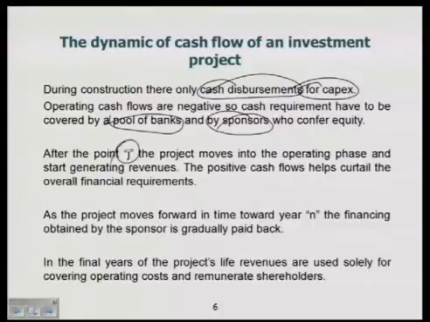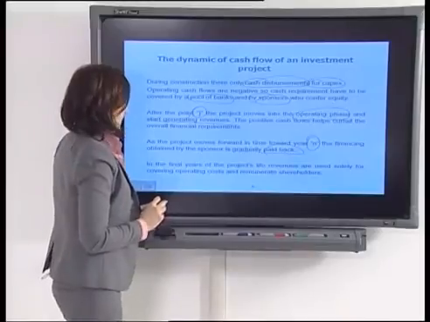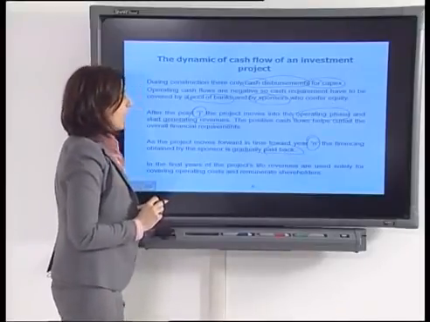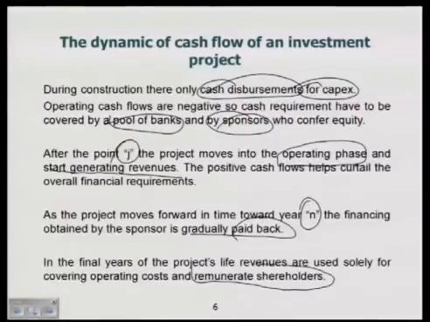After the point J in the graph, the project moves into the operating phase. This is an important moment in the project life because it starts generating revenues, and the positive cash flow helps curtail the overall financing requirements. As the project moves forward in time toward year end, the financing obtained by the sponsor is gradually paid back. In the final years of the project life, revenues are used solely for covering operating costs and remunerating shareholders.